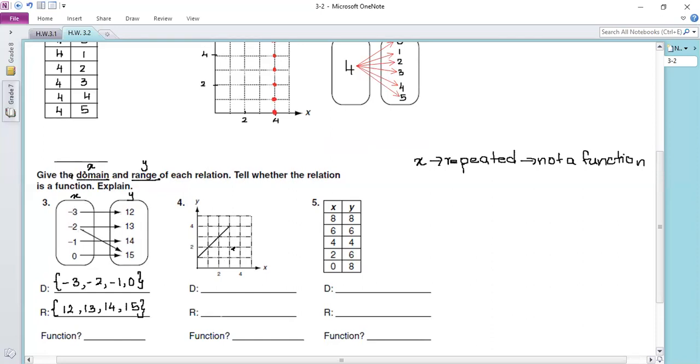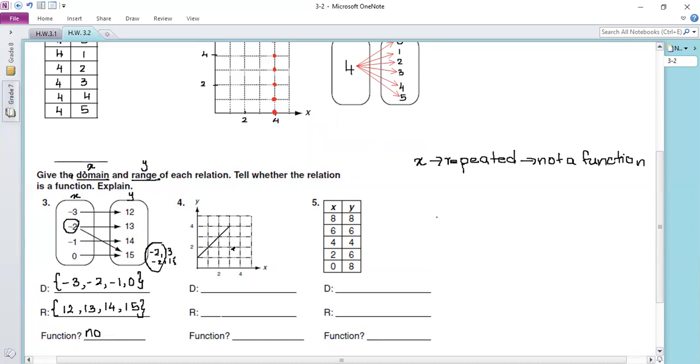-3 has 12. -2 has 13 as well as -2 has 15, which means the value for -2 is repeated. So if you would write that in an ordered pair, that would mean -2, 13 and -2, 15, which means the value of x is repeated. So which means, is this a function? No, it is not a function. Why is that? Because they said explain.